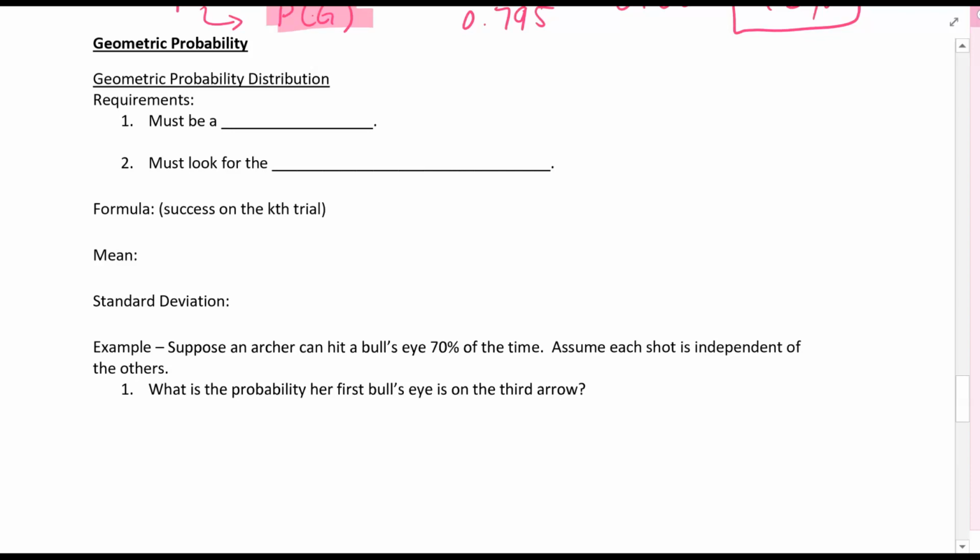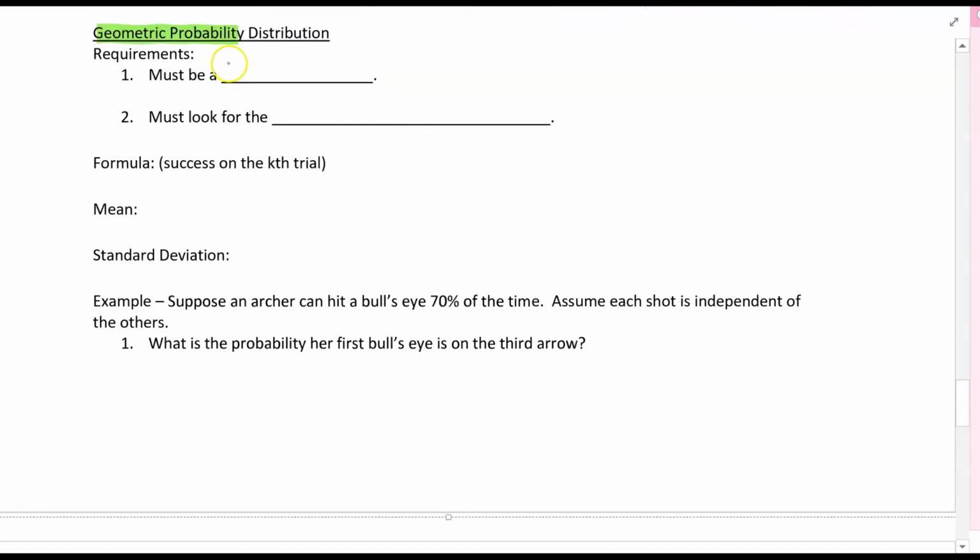So let's talk about this. The geometric probability, I'm going to use green. Geometric probability distribution, you have to have some requirements here. So it must be a Bernoulli trial, and I'll explain what that is right now. So this is a Bernoulli trial, and I'll explain that in a second.